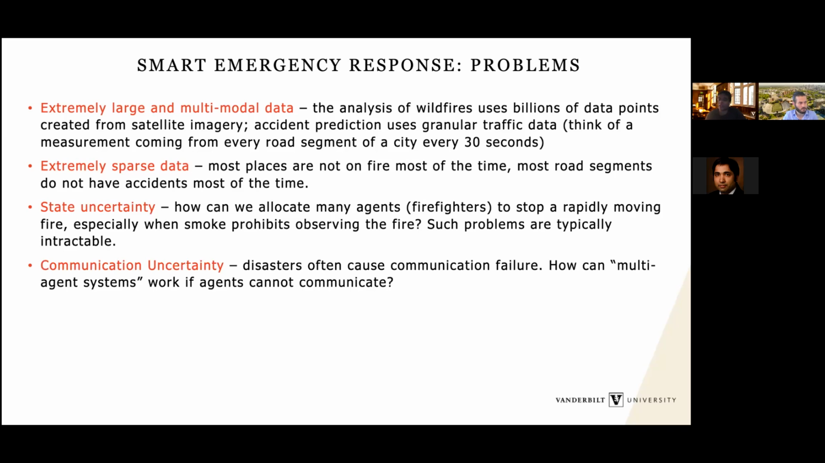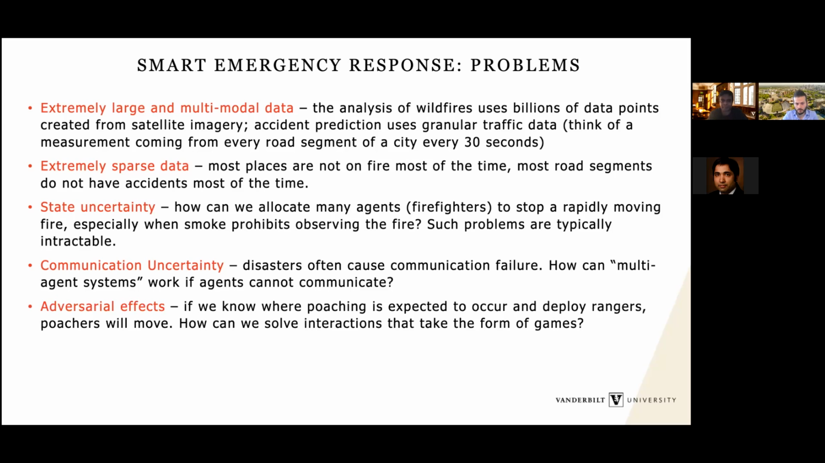There's also communication uncertainty, which I briefly alluded to in the last slide. So disasters can cause communication failure. So we are interested in answering the question, how can multi-agent systems work if the agents cannot communicate or have very limited communication? I briefly mentioned poaching, and poaching introduces adversarial effects. So for example, if we know where poaching is expected to occur and if we deploy rangers there, then the poachers will move. So how can we solve interactions in multi-agent systems that basically take the form of games?